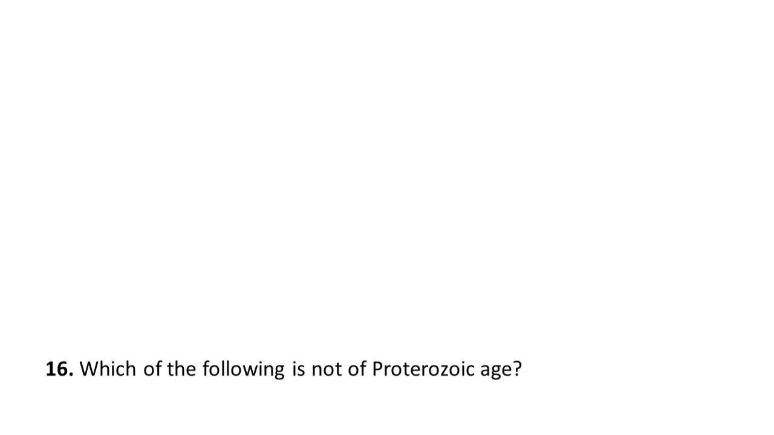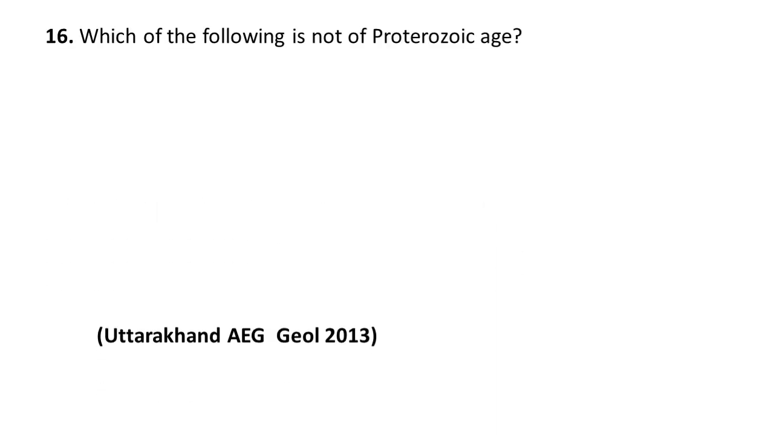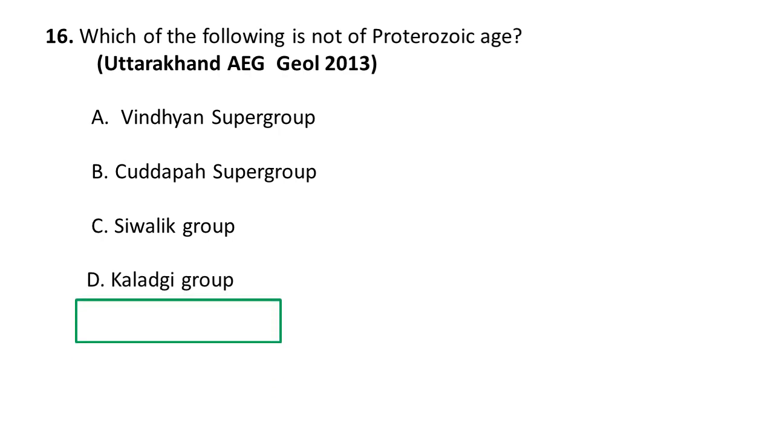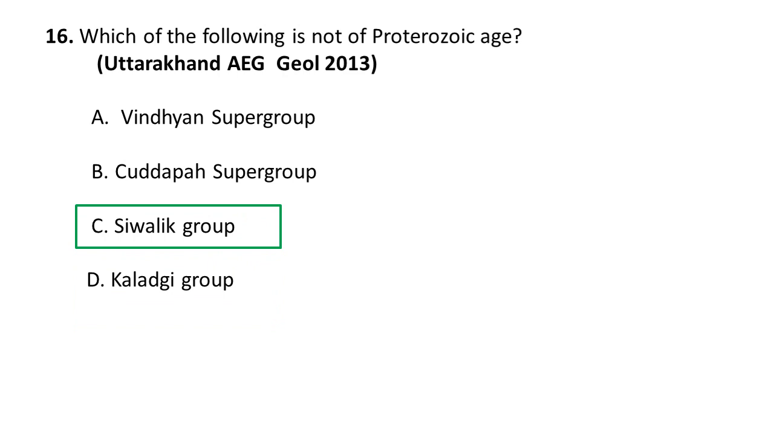Next question. Which of the following is not of Proterozoic age? A. Vindhyan supergroup, B. Kadapa supergroup, C. Shivalik supergroup and D. Kaladgi group. So the Shivalik group is not of Proterozoic age. The Shivalik group originated from sediments which were deposited during the middle Miocene to lower Pleistocene periods. C. Shivalik group is the correct option.